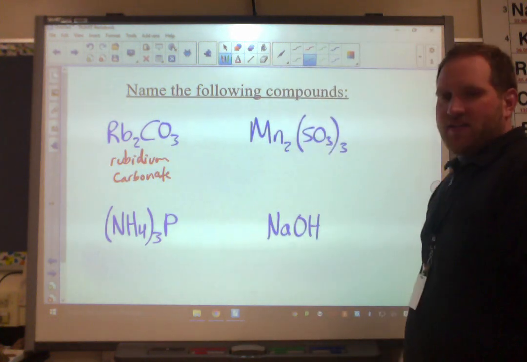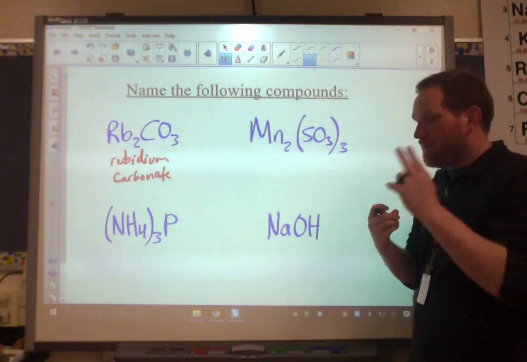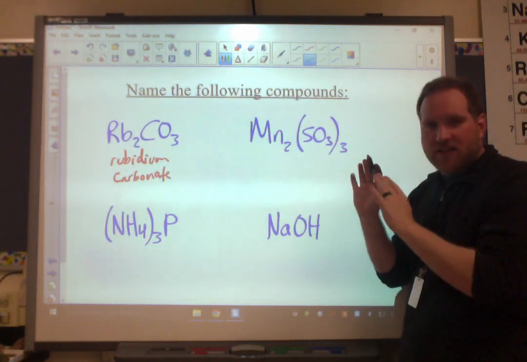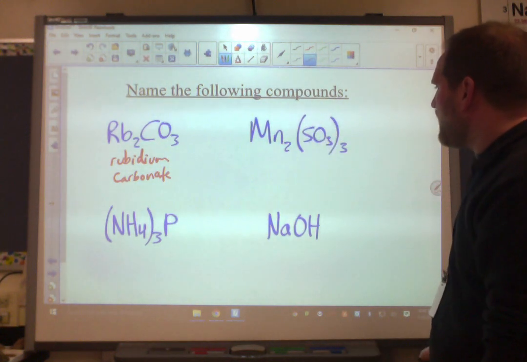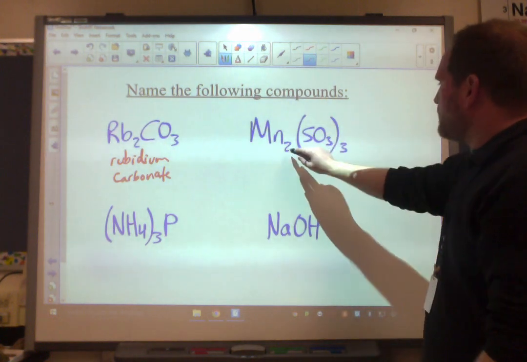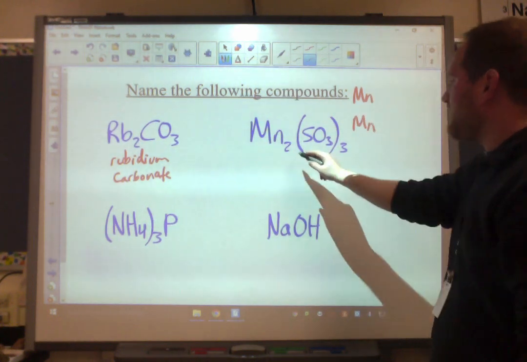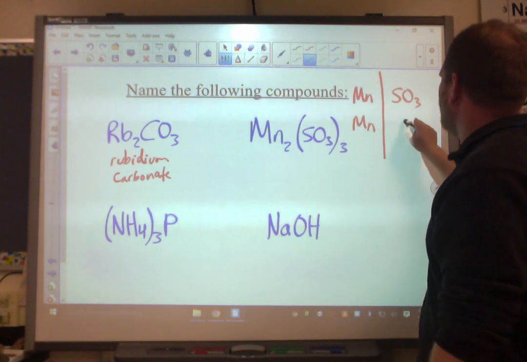Next one, manganese, Mn, not to be confused with magnesium. Manganese is a type 2 metal. It's a transition metal. Now notice this one, there's a lot of numbers going on here. I'm going to take my time with this. I'm going to maybe write out my grid that I did in the last video. So we need to figure out the charge on this manganese in order to name it. Well, there are 2 manganeses. So I'm going to write Mn, Mn. That's what's on the positive side. On the negative side, I have 3 sulfites.